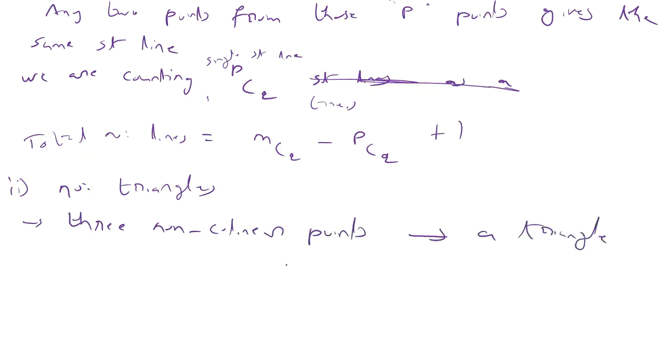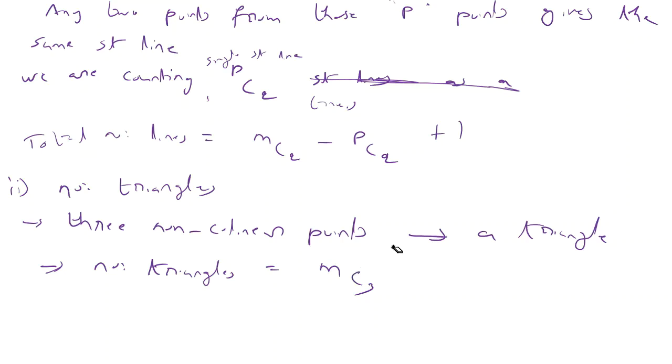So if I select 3 non-collinear points, then it will give me a triangle. So this implies the number of triangles is equal to m choose 3. I have to select 3 distinct points from m distinct points. This can be done in m choose 3 ways.